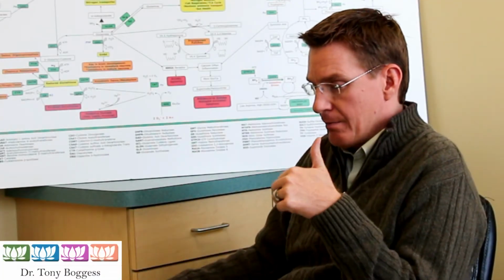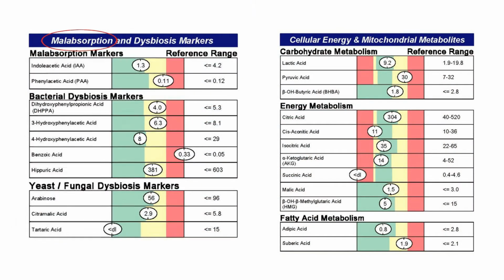So in terms of malabsorption, there is some indication of at least moderate level malabsorption. And in a few minutes, we're going to cross-reference that to your 3-day stool sample and try to understand that at a deeper level. But for now, we're just going to accept that the elevation of PAA indicates a moderate level of malabsorption. Now, with regard to mitochondrial metabolites and cellular energy, you have some elevations here. The pyruvic acid is at a moderate level of elevation.